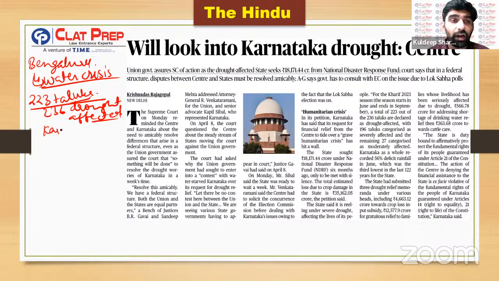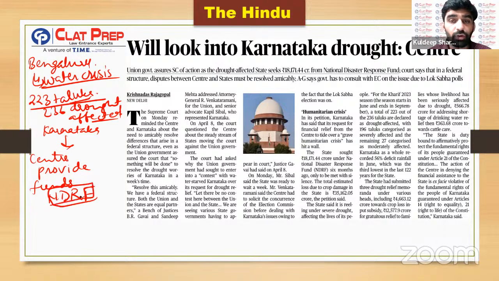What Karnataka is asking is that the center should provide funds from the National Disaster Response Fund. There is a particular fund known as the National Disaster Response Fund, and it has about 18,000 crores, because drought is actually a natural disaster.